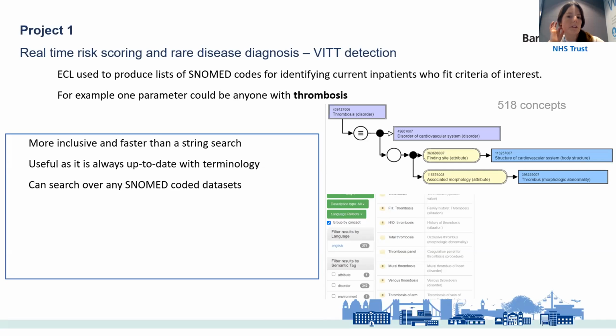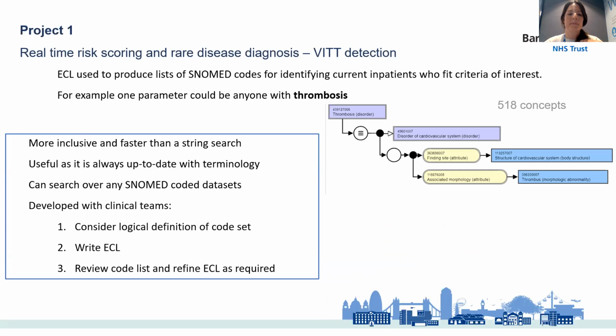So looking at the logic of this thrombosis, we can talk to the clinical teams and say, is this precise enough for the patients we want to be picking out as having thrombosis? Are there any tweaks or filters that you'd want to make it more precise about which thrombosis cases we're picking up? And this helps us to refine the ECL we write. And we can review the code list that's produced with this ECL query and refine it as required.